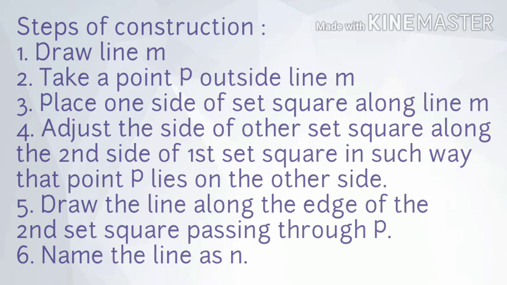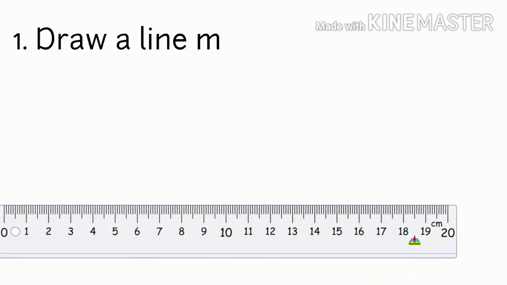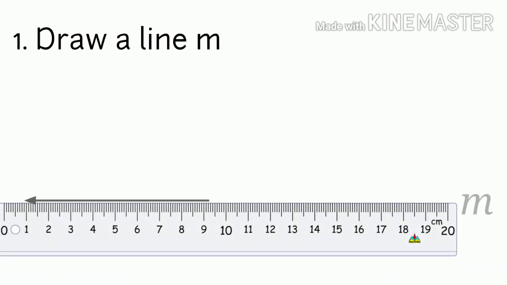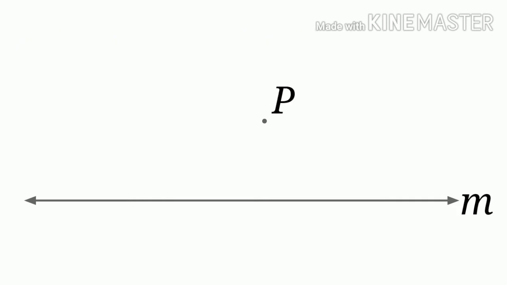First step is draw line M. Take a ruler and draw line M. Now second step. Take a point P outside line M. So here I have taken a point. We'll name this point as P.